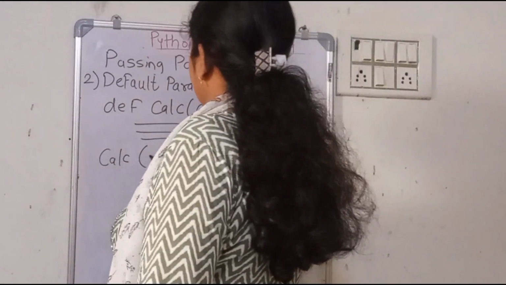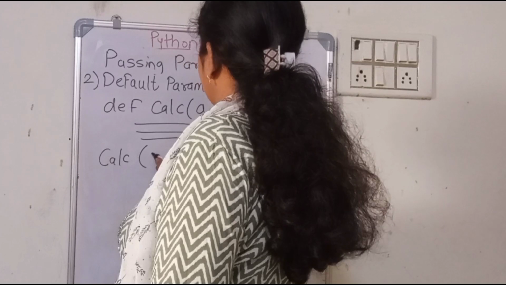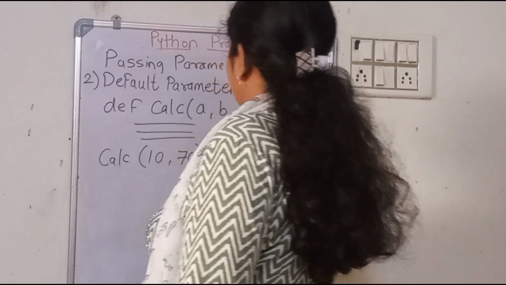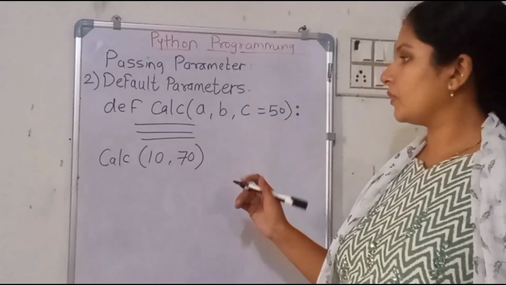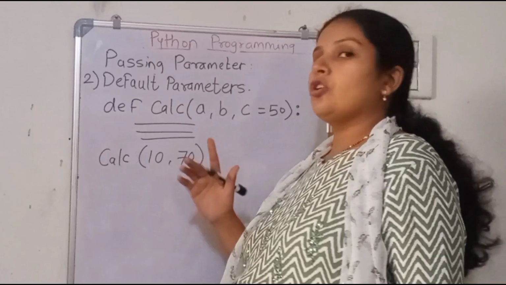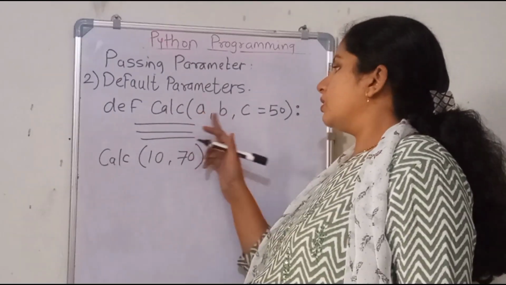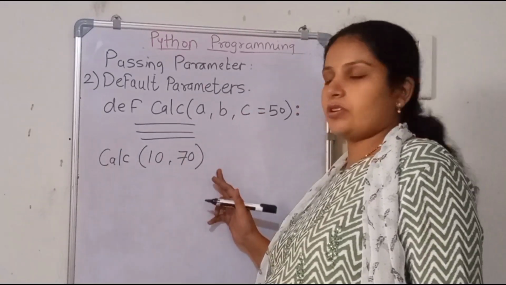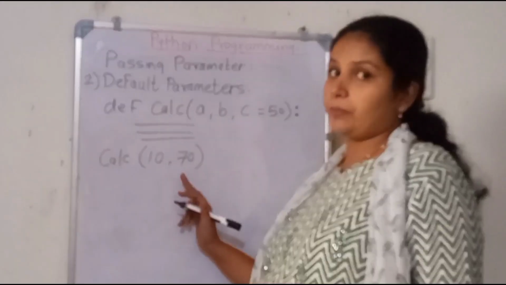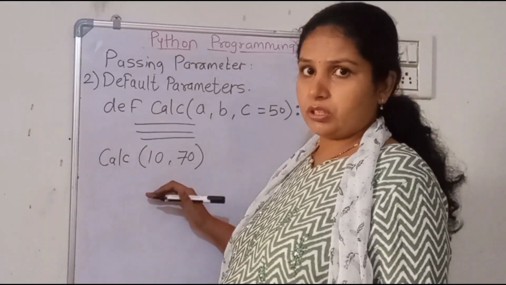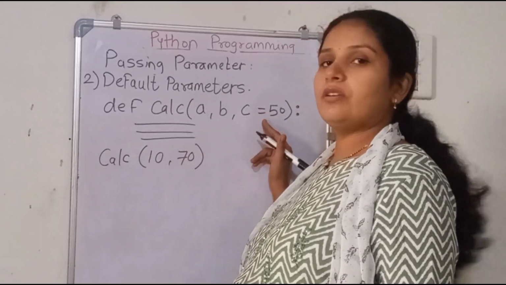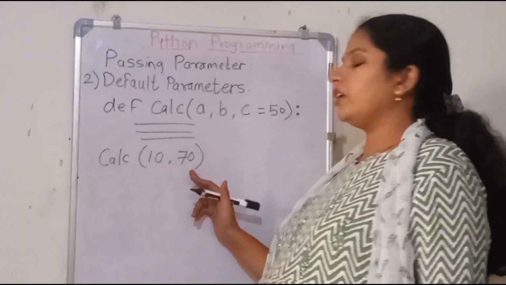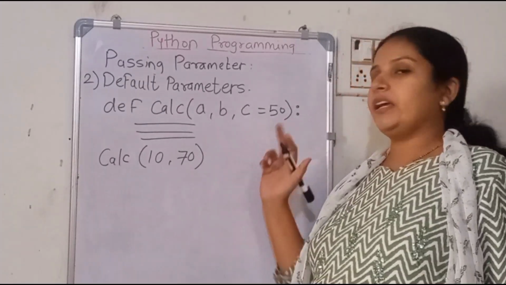Suppose 10 and 70. I am giving the values directly. So if you see carefully, there are three parameters, but while calling the function, I am passing only two values. Why is that? Because the third one has the default value 50. So even if I am not giving a value to the third one, 50 will be taken.